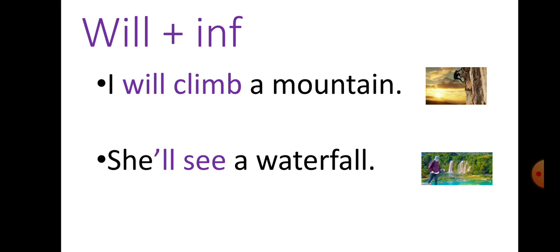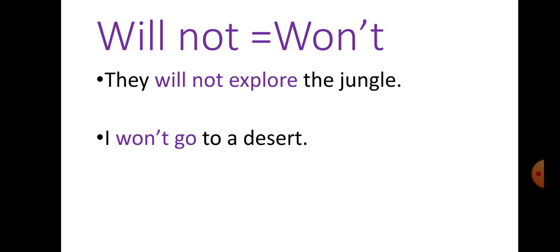Another example, she'll see a waterfall. Will see. Okay? And the negative form of will is will not, and it equals won't. They will not explore the jungle. I want to go to a desert.